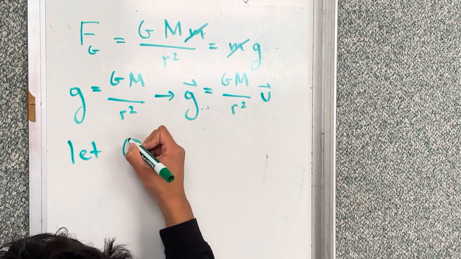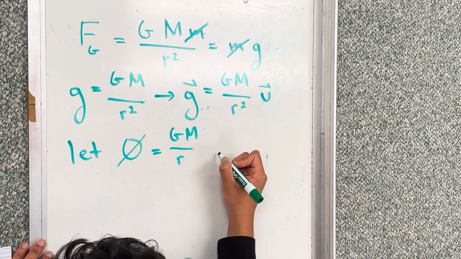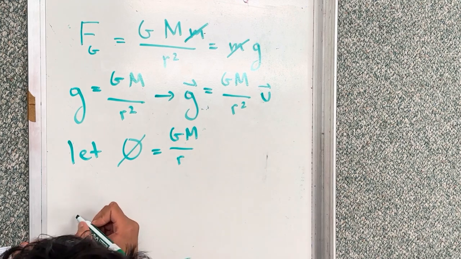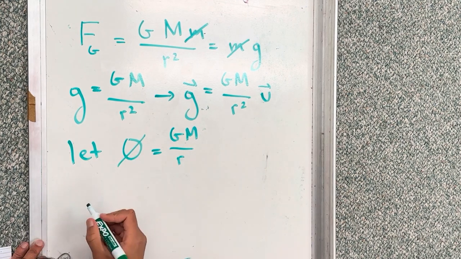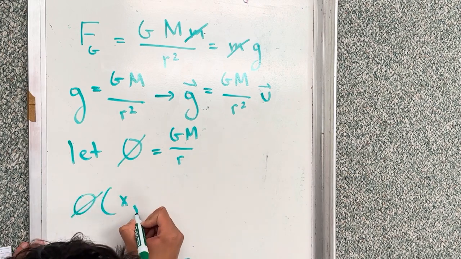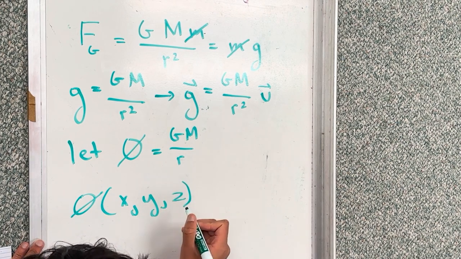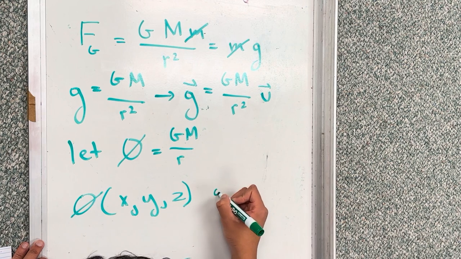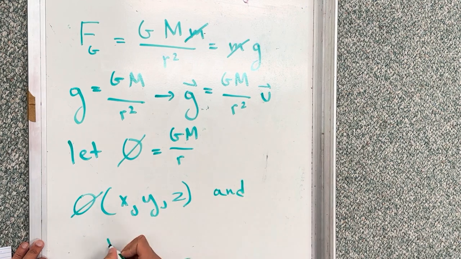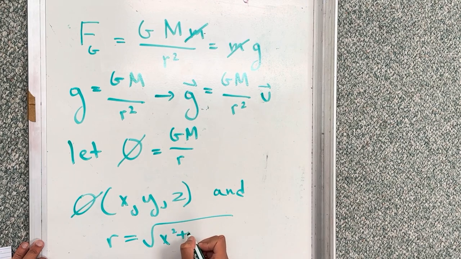Now, we can convert this to a Cartesian plane by defining phi, where phi is G times M over r. Phi is actually a function in 3-space, so it has the parameters x, y, and z. Furthermore, this also lets us reparameterize r in terms of x, y, and z, where r is equal to the square root of x squared plus y squared plus z squared.